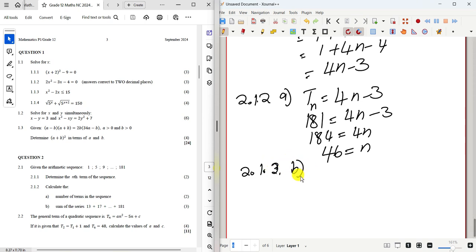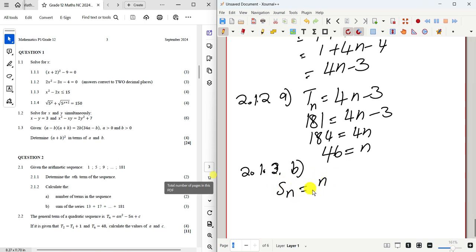Now 2.1.2b says calculate the sum of the series 13 plus 17 and so on until 181. When you look at this, it'll be 1, 5, 9, 13, 17. So here, instead of starting at 1, they had started at 13. So this means they have cut how many terms? 1, 2, 3. So we know the first term and I also know the last term, so I will use this formula. By the way, it's also given in your formula sheet.